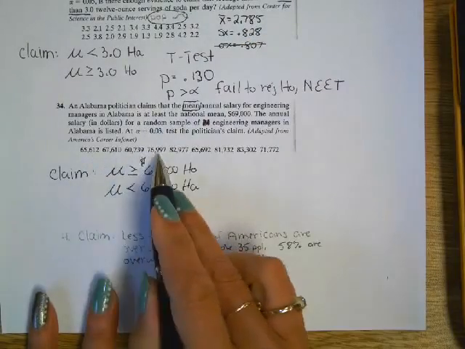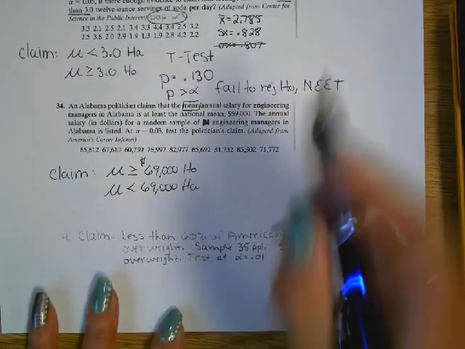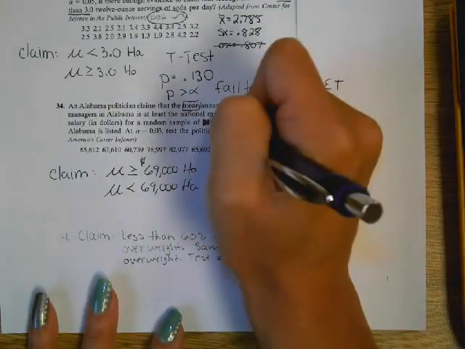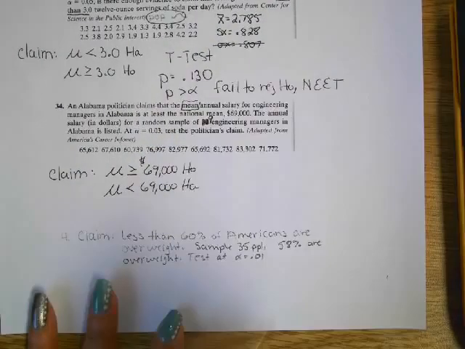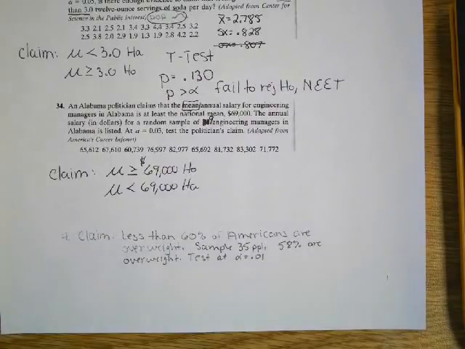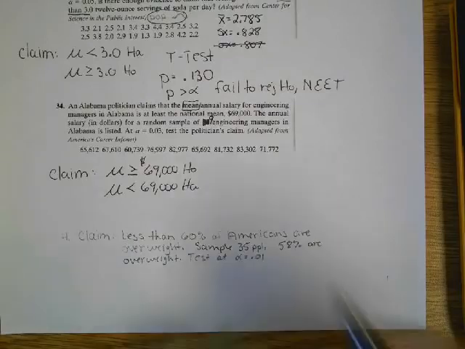There are 1, 2, 3, 4, 5, 6, 7, 8, 9. 9 engineering majors. At 3%, test the politician's claim. So because it's mean, is this a Z or T? T. Small, right?